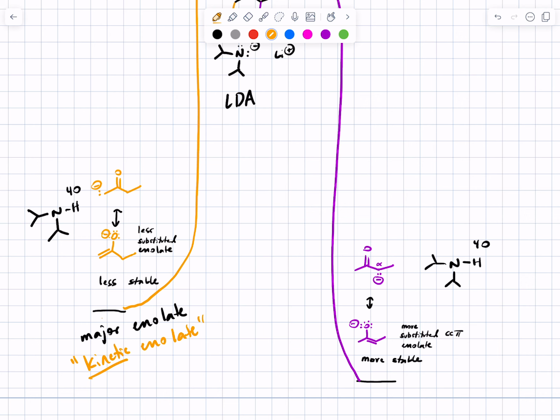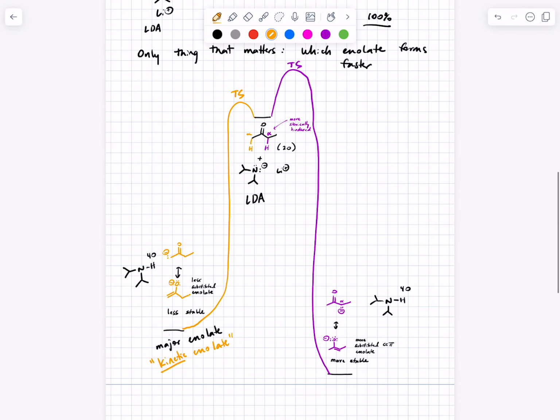Like if these are reversible conditions, then... I said irreversible. Sorry, irreversible conditions, yeah. If it's irreversible, shouldn't we still get some of the other stuff? You're right, and that's why I erased. The question is, is it really 100%? The ratio of more substituted enolate to less substituted enolate is going to depend on the difference in height between these two transition states. You're right, if it's irreversible, we expect to get some ratio dictated by the relative heights of those peaks.